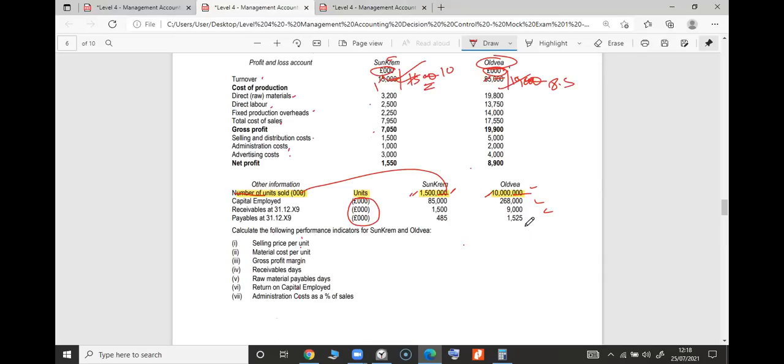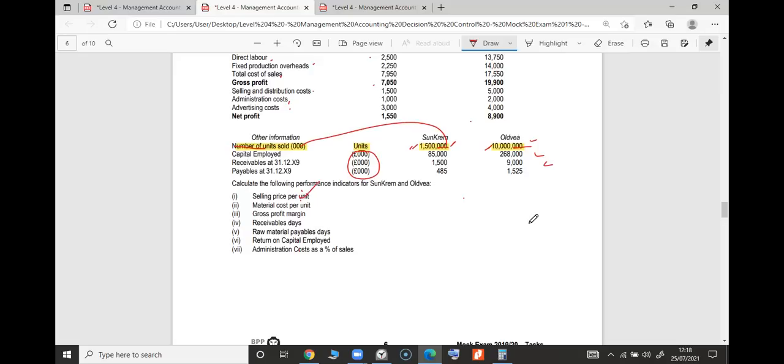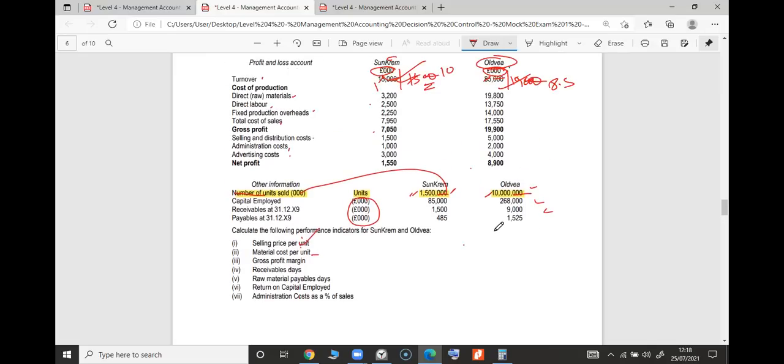And then this is our first one, selling price per unit. Next one, material cost per unit. Yeah, thank you, Omid. That is absolutely right. Material cost is 3,200 divided by total units, which is 1,500 we're going to take. Divided by 1,500. Yeah.